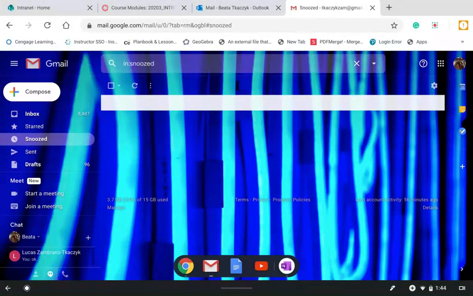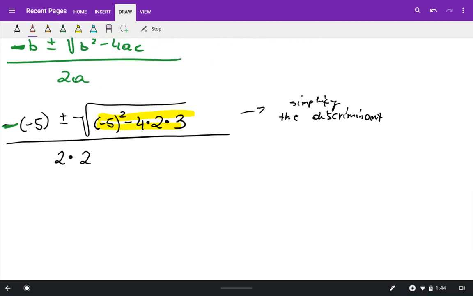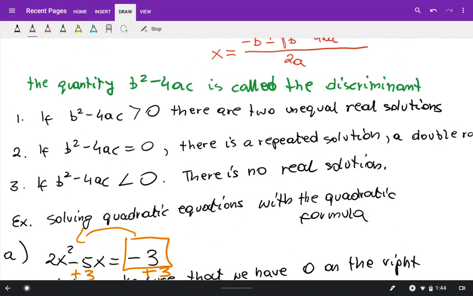Yeah, okay. So the discriminant, let me simplify that. So I have -5 to a second power, right? That's what we have. Minus 4 times 2 times 3. Let me simplify that. So that will give me 25. 4 times 2, it's 8 times 3, 24. 25 minus 24, we got 1. So from the discriminant, you're having 1. So going back here, since my discriminant is greater than 0, I know that we should end up with 2 solutions.